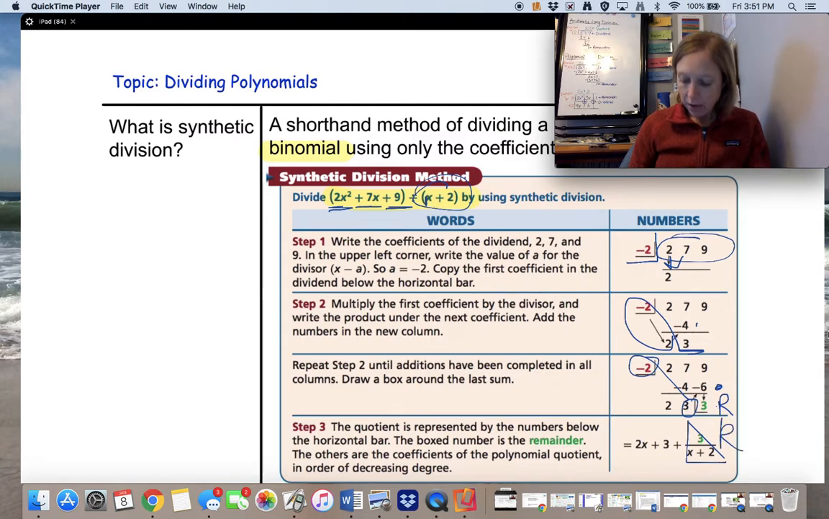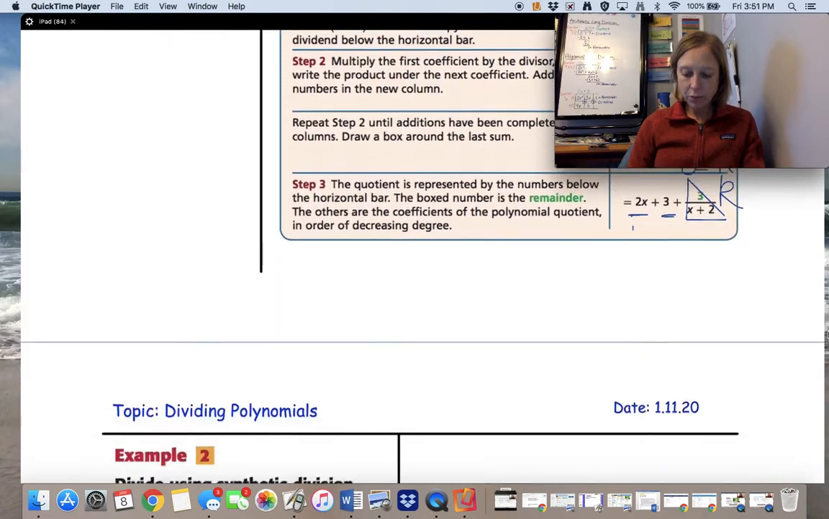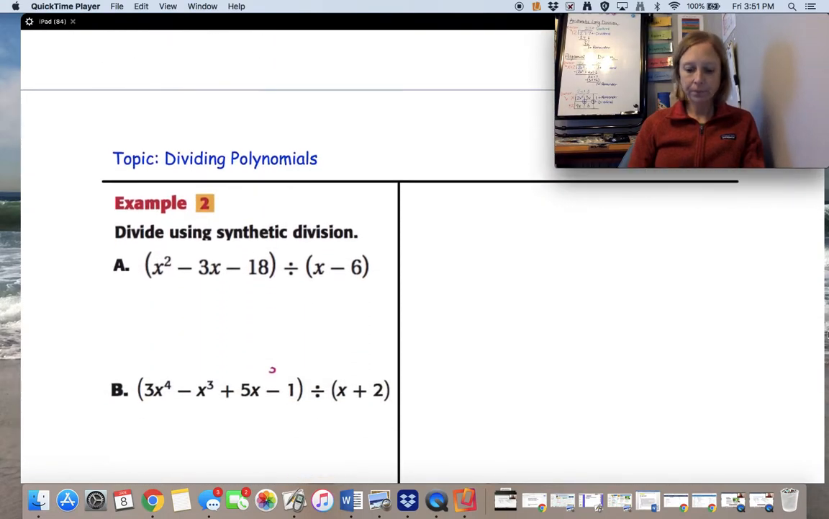Which means then I have 2 numbers left, and with 2 numbers left, I have a 2x plus 3. Notice the number next to the remainder is always a constant term. The number before that is an x term. The number before that is x squared, because we have to withhold our standard form. All right, let's try a few together. I know it might look a little confusing at first, but it's pretty quick to get the hang of.